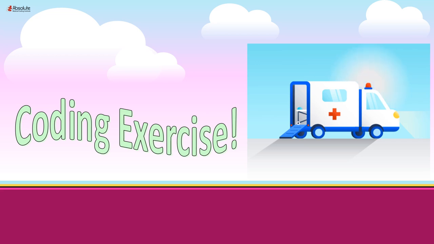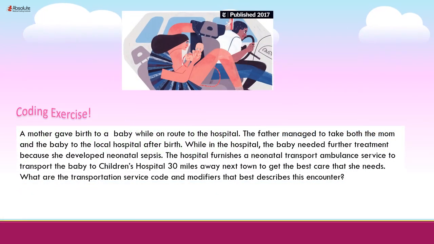I have an exercise coming up for you. Okay, so here's your exercise. A mother gave birth to a baby while en route to the hospital. The father managed to take both the mom and the baby to the local hospital after birth. While in the hospital, the baby needed further treatment because she developed neonatal sepsis. The hospital furnishes a neonatal transport ambulance service to transport the baby to the children's hospital 30 miles away next town to get the best care that she needs. What are the transportation service code and modifiers that best describes this encounter?